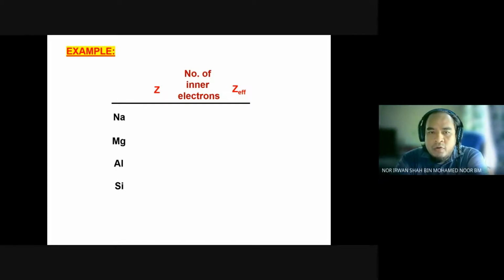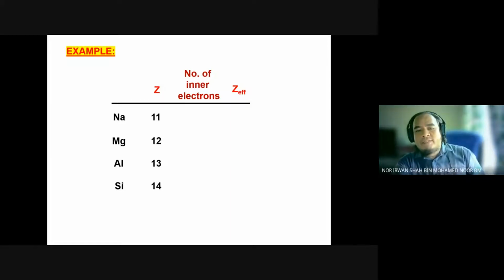Okay, jadi sekarang kita tahu sodium, magnesium, aluminium dan silicon. Kalau you guys perasan kan, ini adalah elemen apa? So these are the elements from period 3. Kan, elemen daripada period 3, third period dalam periodic table. So dia punya proton number, sodium is 11, magnesium is 12, aluminium is 13, silicon is 14. Okay guys, so right now kita nak tentukan pula the number of inner electrons for each of these 4 elements.